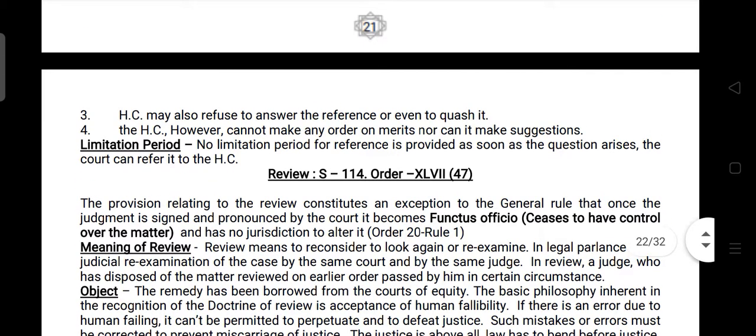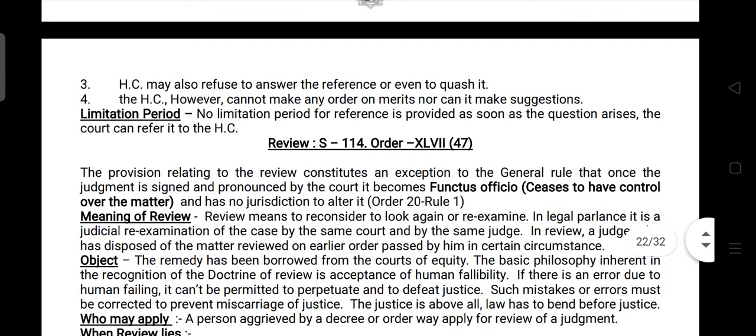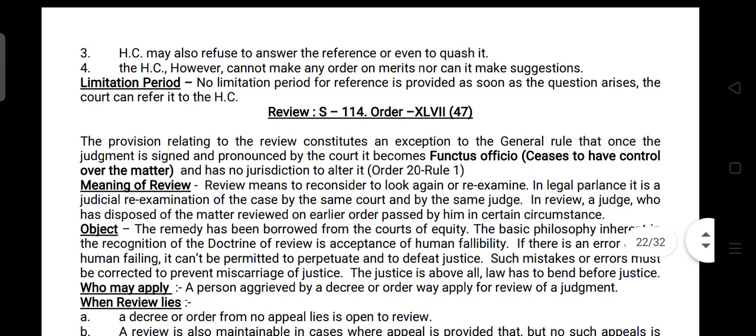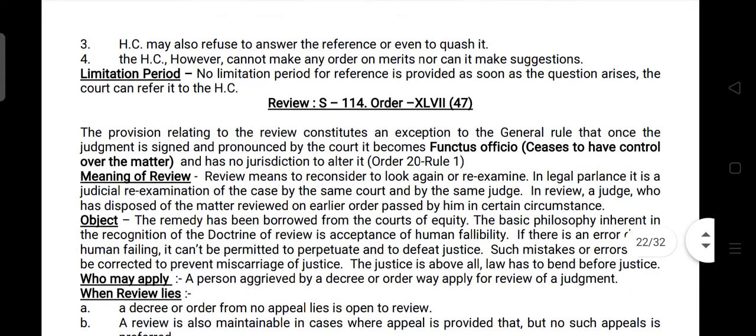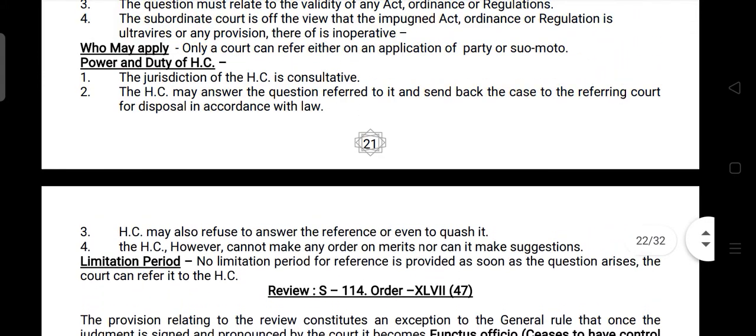Okay, what is the limitation period? No limitation period for the reference is provided. As soon as the question arises, the court can refer it to the High Court at any time. Okay students, so that is all about the reference.